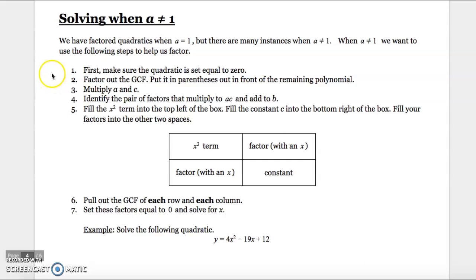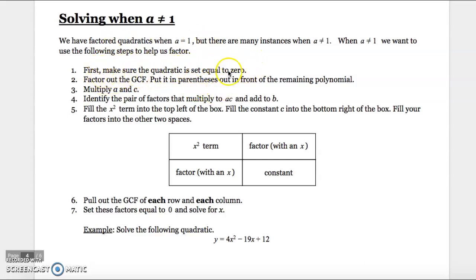Okay, today we're going to be working on quadratics that have an a value not equal to 1, so that means their leading coefficient, the number attached to your x squared term, isn't 1. The same steps kind of apply up until a certain point for what we've worked on so far, so I'll just go through them one more time.